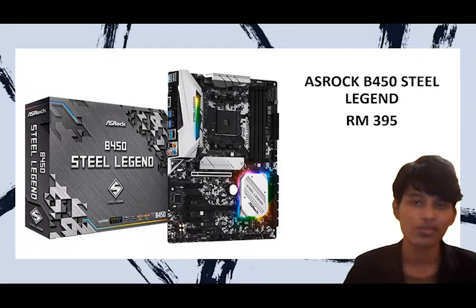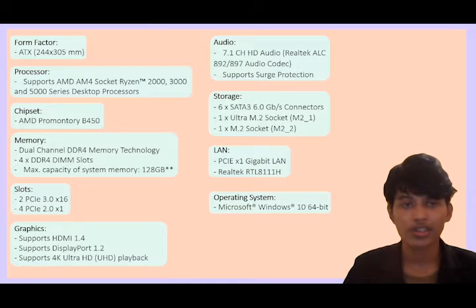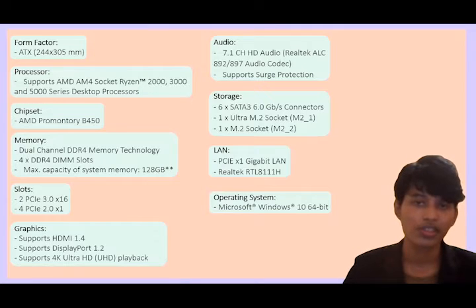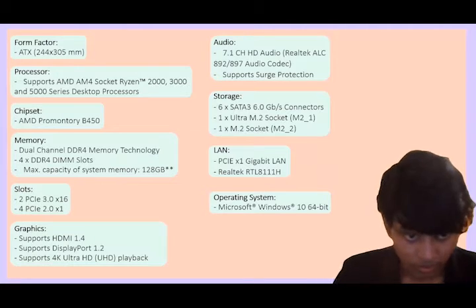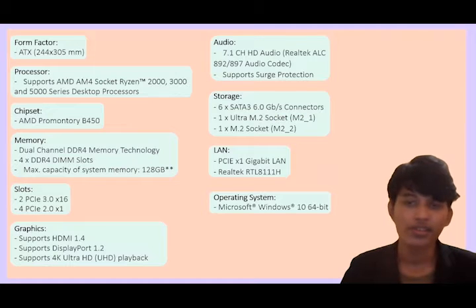Okay, for the motherboard, our group has chosen ASRock B450 Steel Legend. The price of this motherboard is 395 ringgit. Okay, next is the specification of this motherboard. The motherboard form factor is ATX, which is 244 by 305 mm, and the processor supports AMD AM4 socket Ryzen 2000, 3000 and 5000 series desktop processors. Okay, for the chipset, it has the AMD Promontory B450.